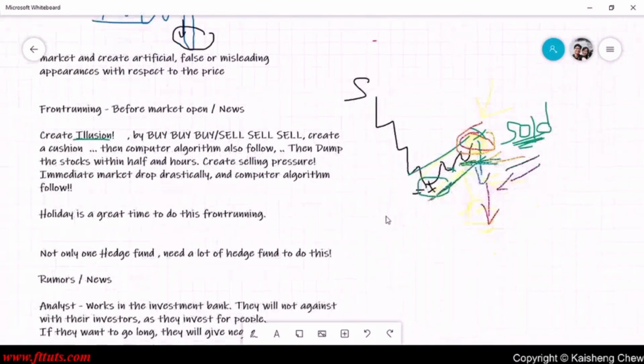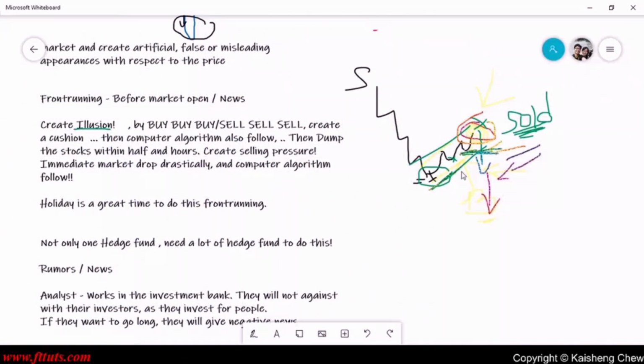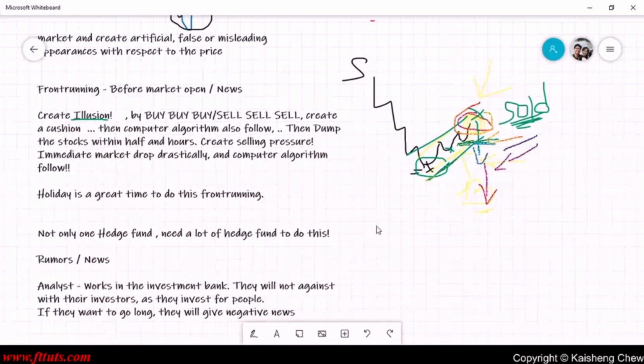Okay, then if there's a holiday before this, a holiday is a great time to do this kind of front running also. Usually the big boys, not only one hedge fund, need to combine a lot of hedge funds to do this, because they need a lot of money to push the market. They are in a private group, so they can call each other and have a private meeting, so that everyone stands in the same line against retail traders like us.